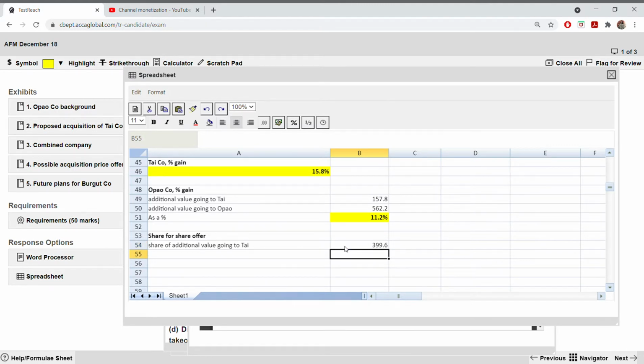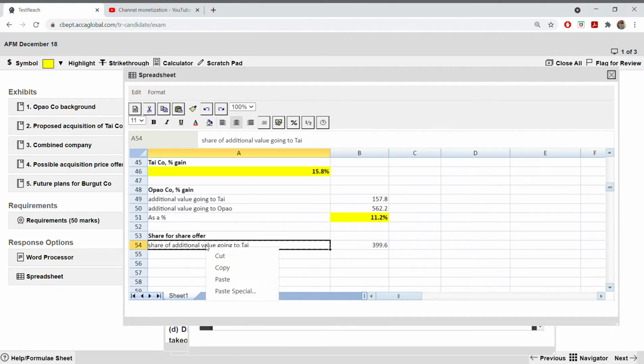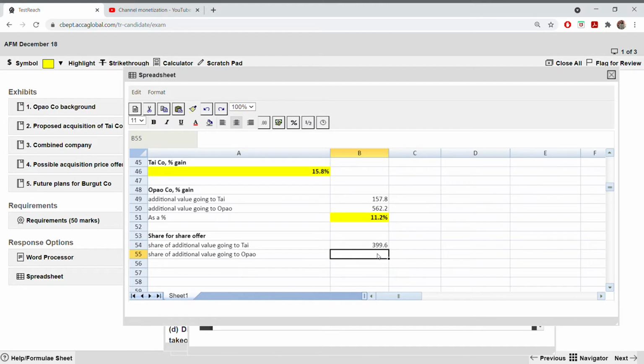399.6. Okay, keep it as it is. Next we have copy paste. Just copy paste it here and change the company. So here what you're going to do is same, the remaining 45.5%.